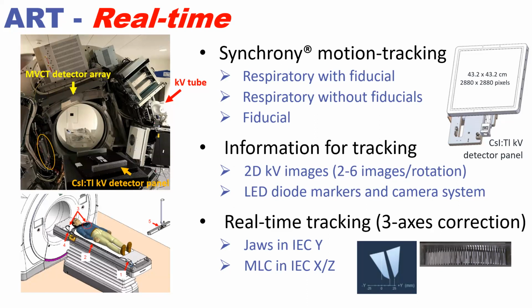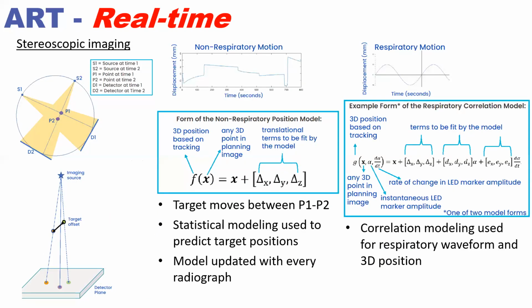The information between the KV images and the LED diode markers comes back into the algorithms to give you tracking, but it's only 3 degrees of translation for correction on the RadExact. So it is different from the CyberKnife. And you have jaw correction in Y in real time, and the MLC is used for the other 2 axes. It's a form of stereoscopic imaging, but you have a patient that's moving in the bore, and at the same time your KV tube is rotating with time. And so they're not able to work exactly the same.